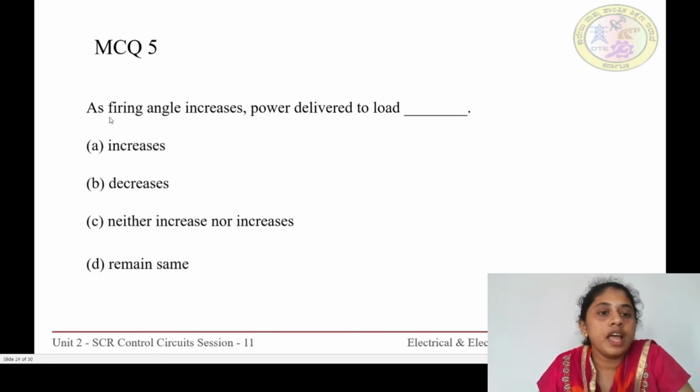The fifth question: as firing angle increases, the power delivered to the load, what? Option A increases, option B decreases, option C neither increases nor decreases, and option D remains same. Yes, as I already explained this, it is B, decreases.